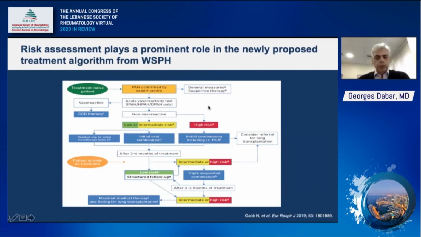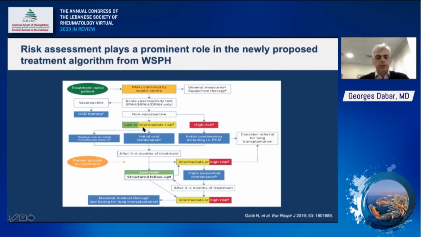So if we follow the algorithm a little bit, for PAH confirmed by an expert center, if you are treating a naive patient, you do general support, make sure that there is no agent making the hypertension worse, give supportive treatment, and do the acute vasoreactivity test for this group of patients. If the patient is vasoreactive, then he will go on to calcium channel blocker. If the patient is not vasoreactive, then you have to see, according to the previous table, if he is low risk, intermediate risk, or high risk.